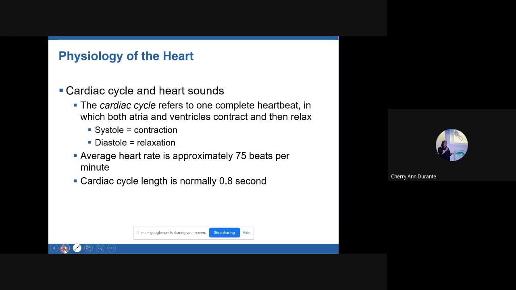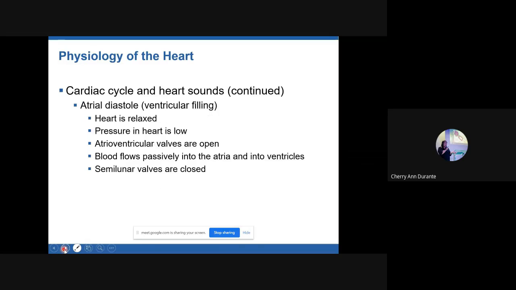So a cardiac cycle, meaning contraction and relaxation, lasts for about 0.8 seconds. 0.8 seconds. Kaya nga, nakaka-75 beats per minute ka, di ba? Sa isang minuto, may 60 seconds. So the cardiac cycle, ito ang nangyayari, no?